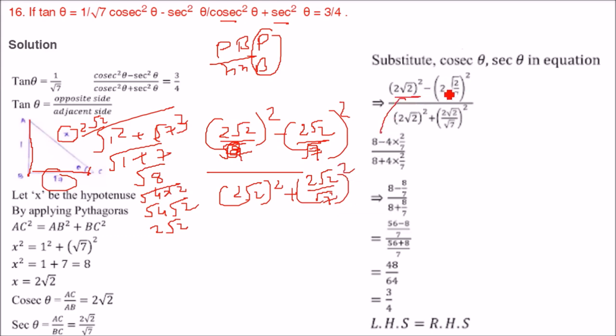So this will give you 8. This will give you 8. And here 2 square is 4. And under root 2 by 7. That is under root 2 by under root 7. When we square it, it will be 2 by 7. So here you get this one. When you solve it, you get 3 by 4. So this side is equal to 3 by 4.